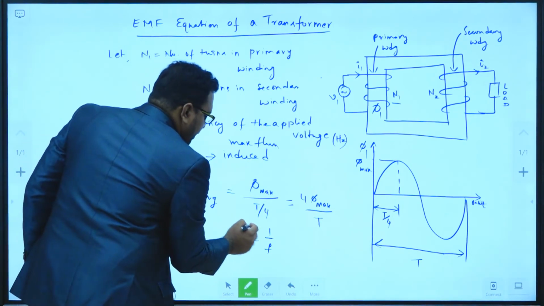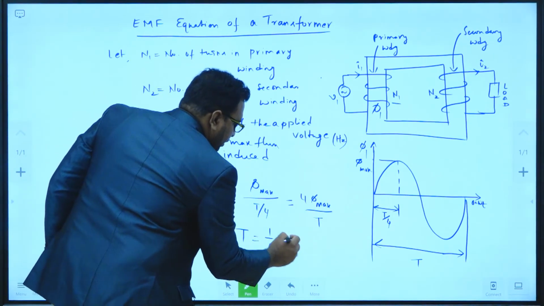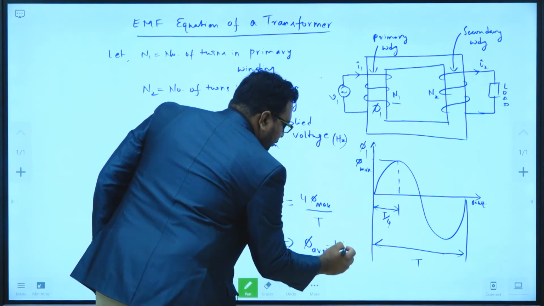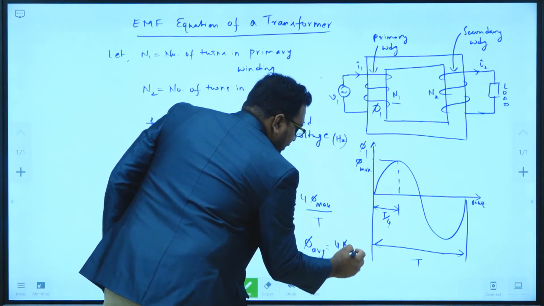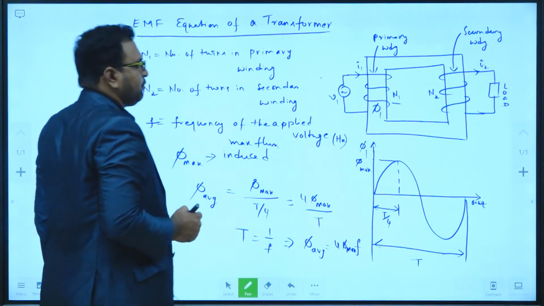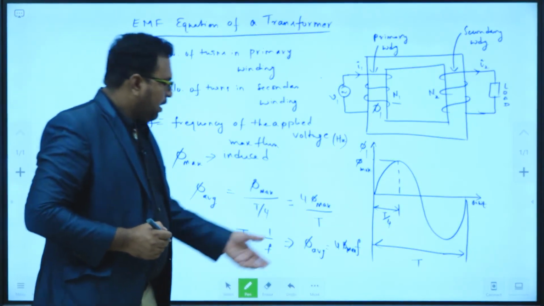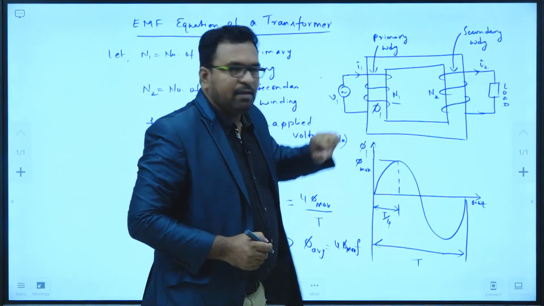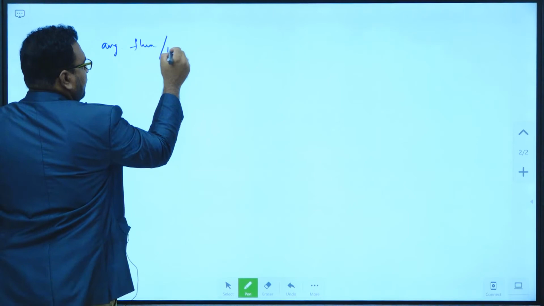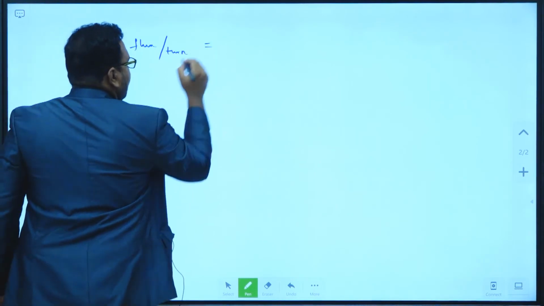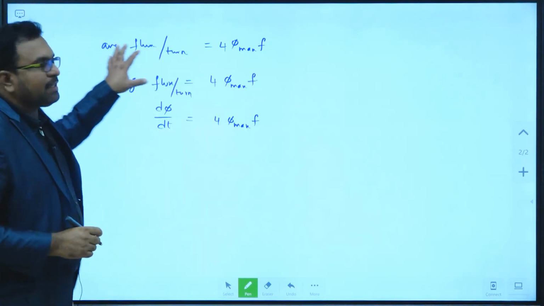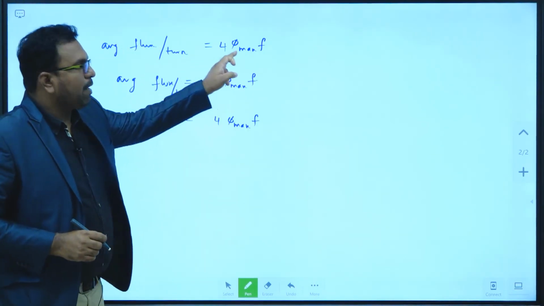So if you substitute 1 by f in place of T, then you are going to get the average flux as 4 phi max f. That is the average flux. And this flux I have considered for only one turn. How many turns are there here? N1 turns are there. So the average flux per turn is obtained as 4 into phi max into f.